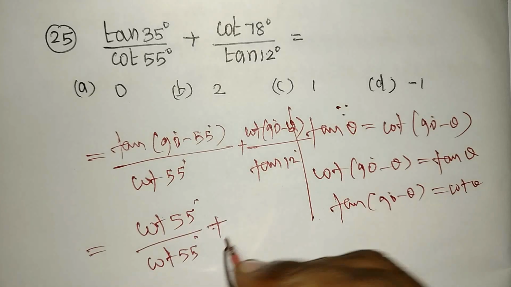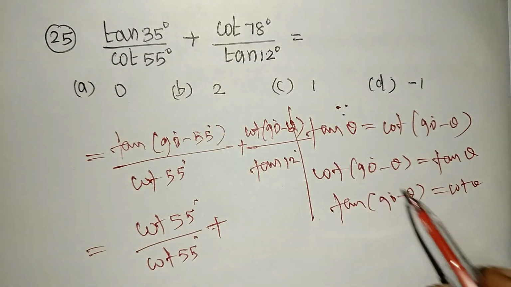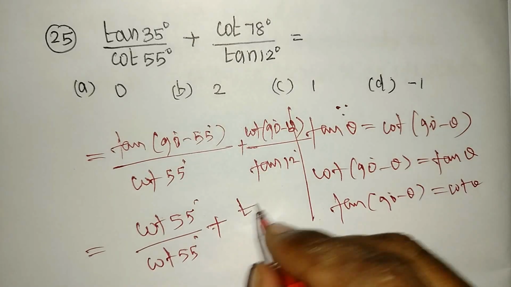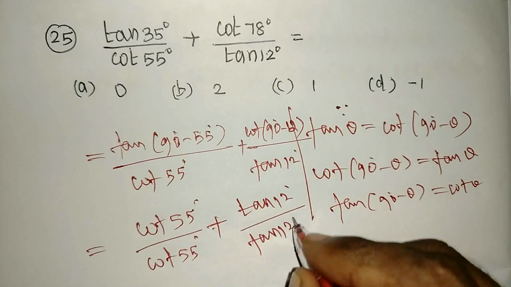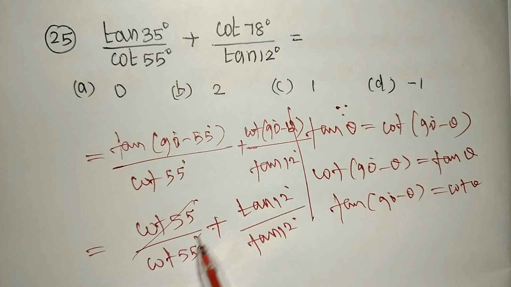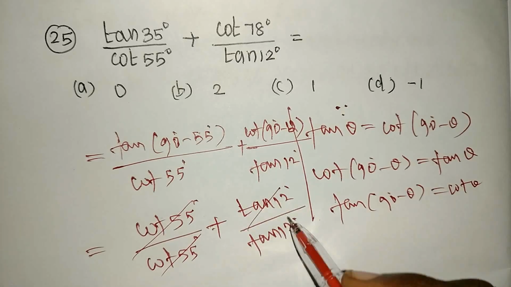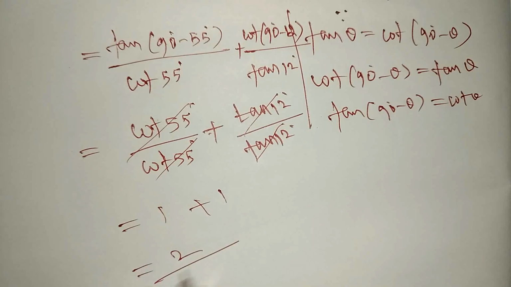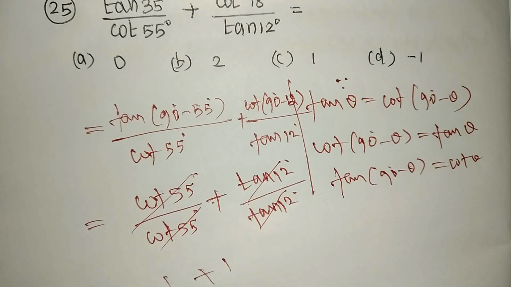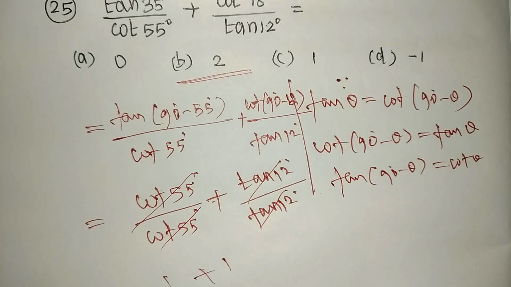And here also, see cot of 90 minus theta equal to tan theta. So the theta value here is 12. Numerator 12, denominator also 12, so it will cancel to 1. 1 plus 1 we are getting 2. Where we have this 2? Say this option B. That's it. Okay. Now we'll go for the next question.